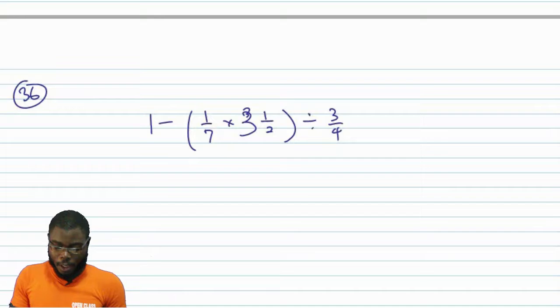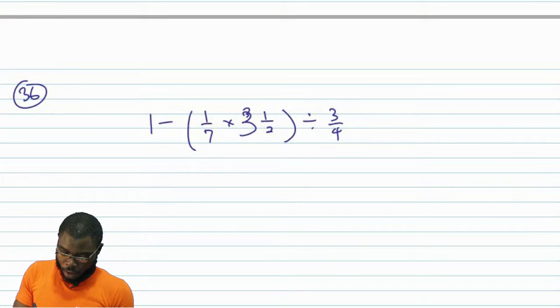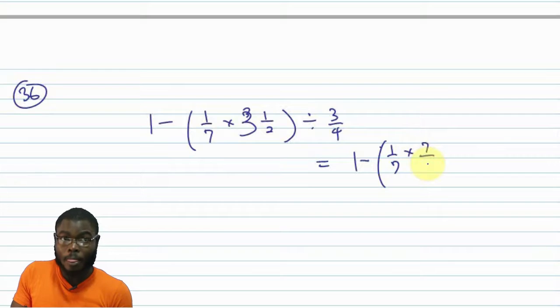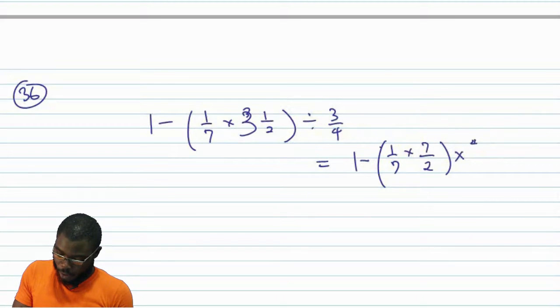Okay, this is simply just to simplify, a very simple one. So we have 1 minus 1 over 7 times, let's straighten this up: 2 times 3 is 6, 6 plus 1 is 7, so that's times 7 over 2. Then this, change the division to multiplication. When you change the division to multiplication, you have an inverse of it, you have 4 over 3.